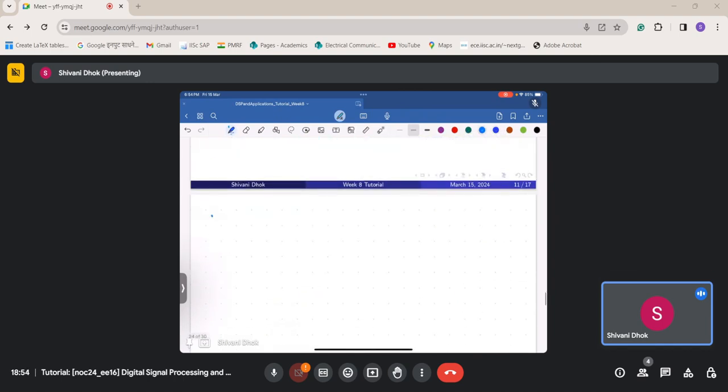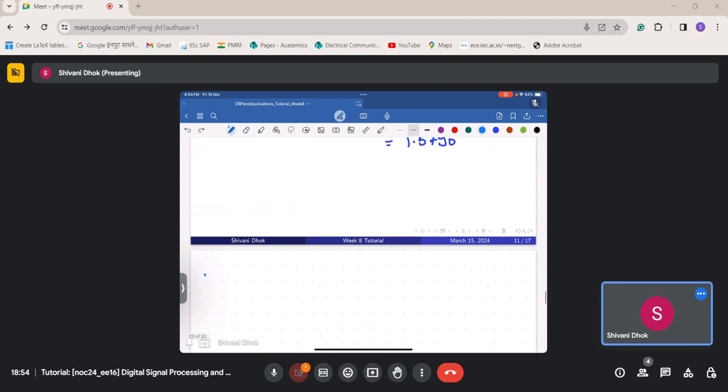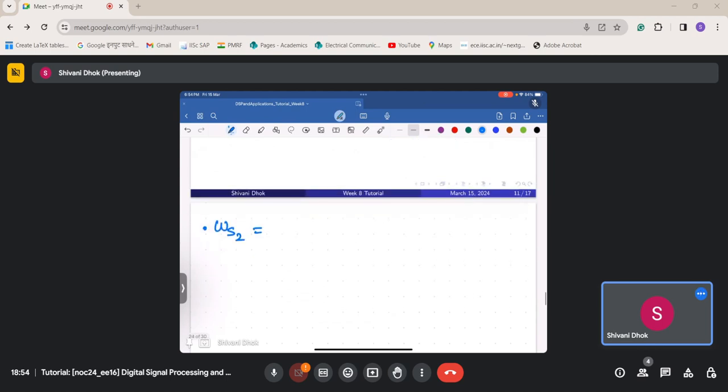Then we have omega s2. This thing will be equal to, so this we had found out as 0.4952 pi, which implies that capital omega s2 is equal to tan of 0.4952 pi by 2, and this comes out to be 0.9850.